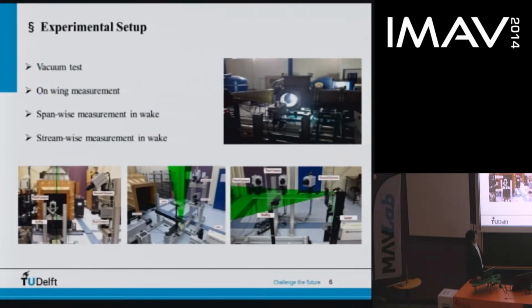This is the setup for the PIV measurement. We have the vacuum measurement to identify the inertial versus aerodynamic effect, and also 3 different PIV setups to capture different positions of the DelFly 2. I will give a detailed introduction later on.